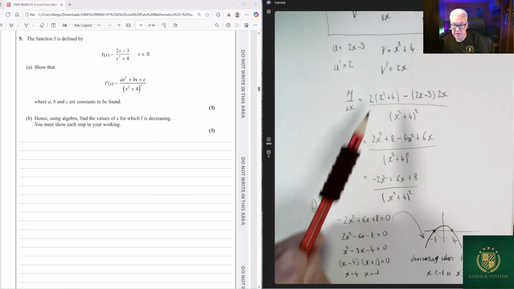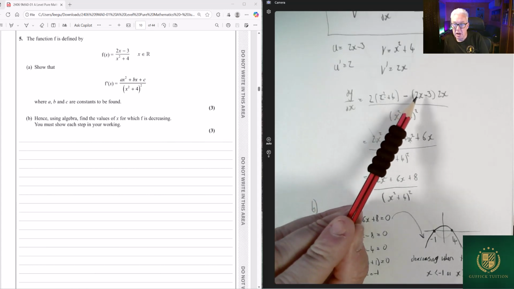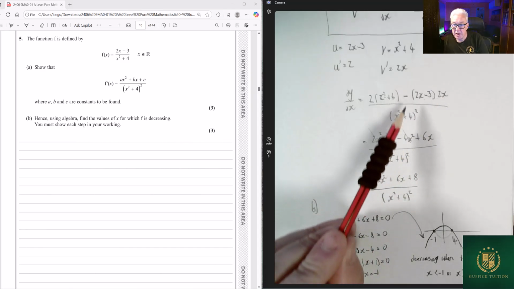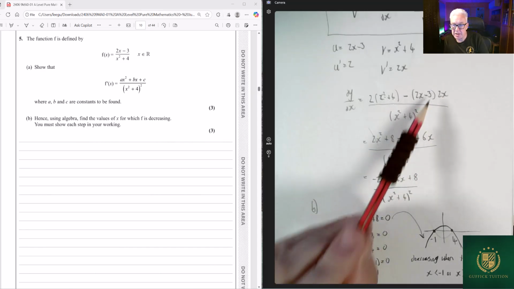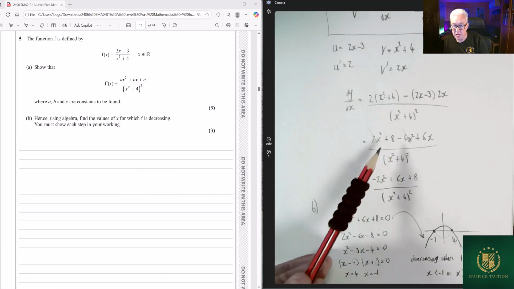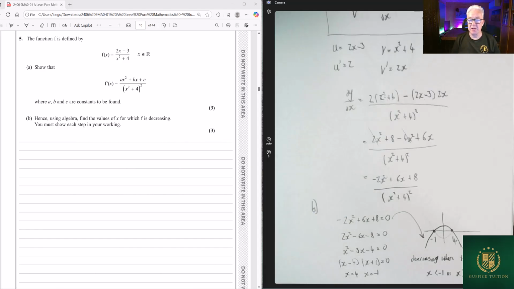So 2 times x squared is 2x squared, 2 times 4 is 8, minus times 2 is minus 4x squared, and a minus times a minus makes a plus, and that's going to be 6x. 2 take away 4 is minus 2, and then we've got 6x plus 8. So that is part A done. We found out what A, B and C are. Our A is minus 2, our B is 6, and our C is equal to 8.